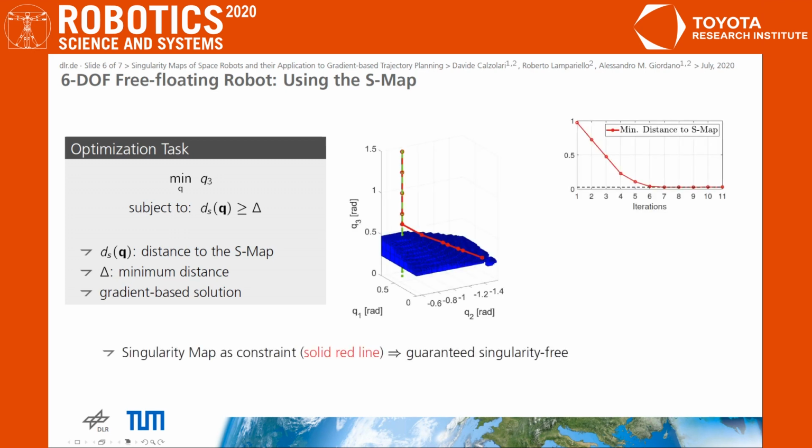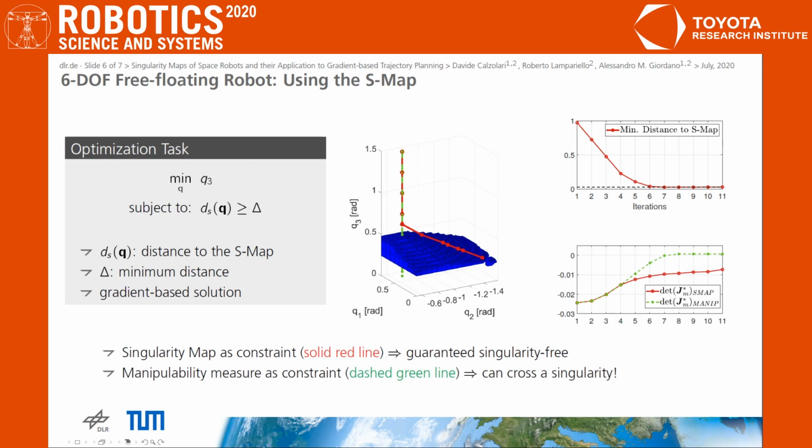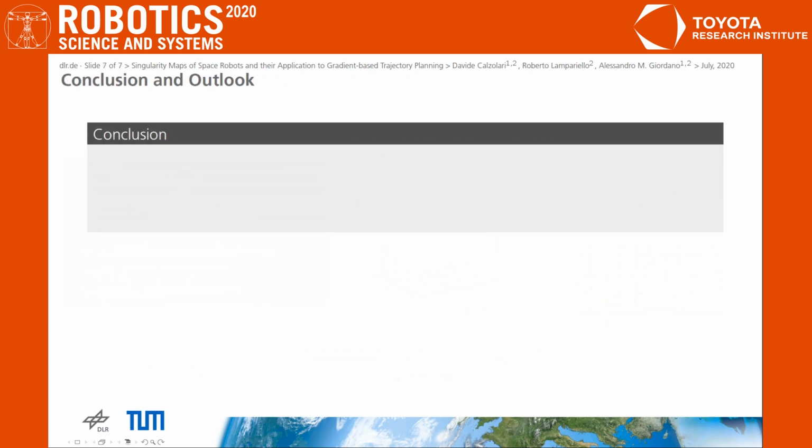It is shown that a safe distance to the map is kept during the optimization, thus the solution is guaranteed to be free from singularities. If instead an optimization scheme based on a constraint for the manipulability measure is utilized, an infeasible step which crosses a singularity might be performed, as it is shown in this example. This is the end of the presentation, and I will briefly conclude the talk.